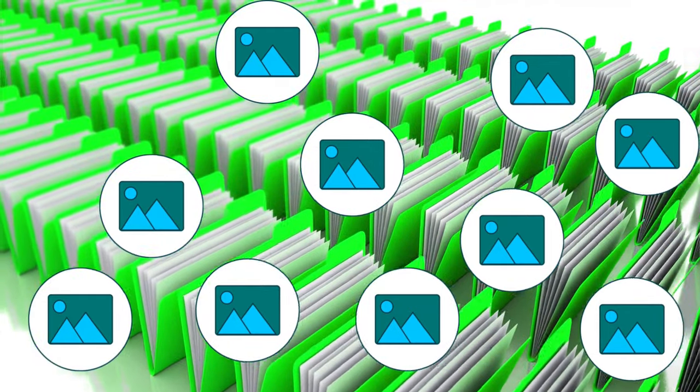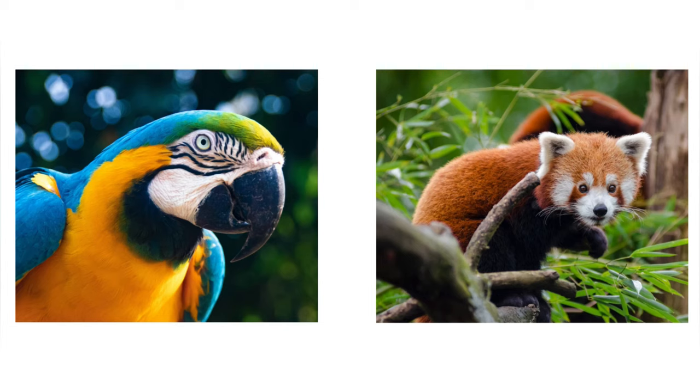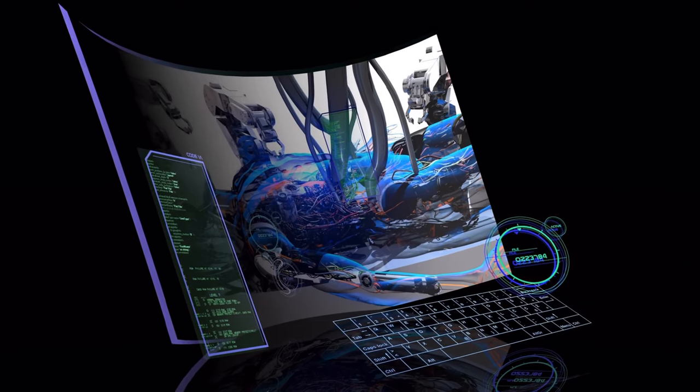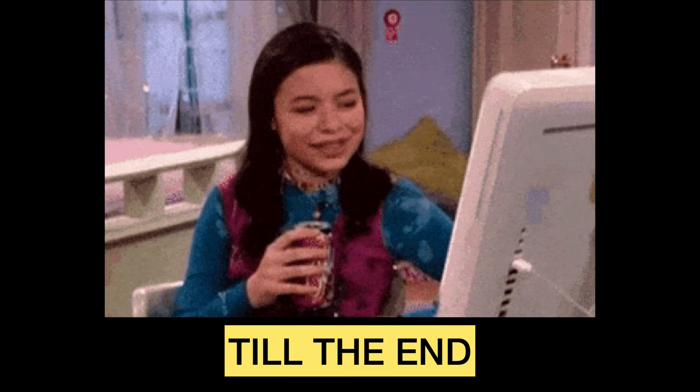There are hundreds of images in our computer, but how can a computer distinguish or find the difference between these two images? So let's find out all the interesting answers to these interesting questions. So please watch the video till the end.